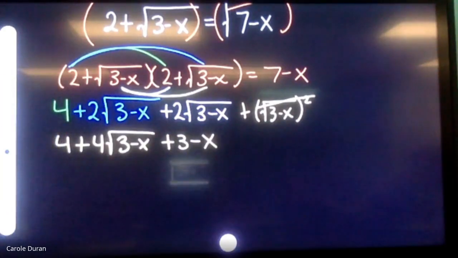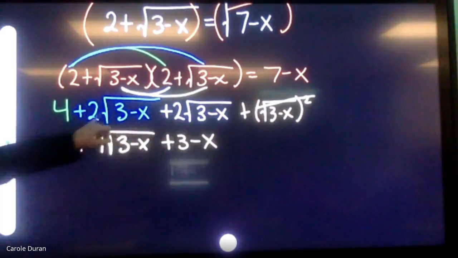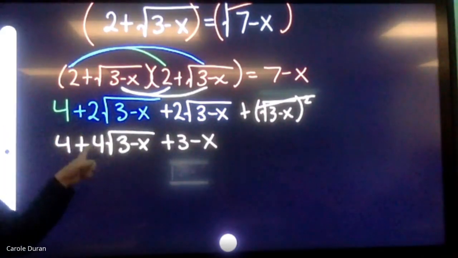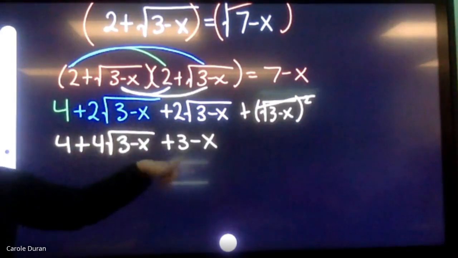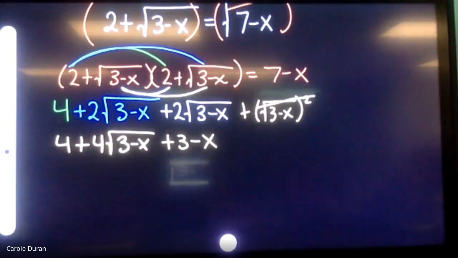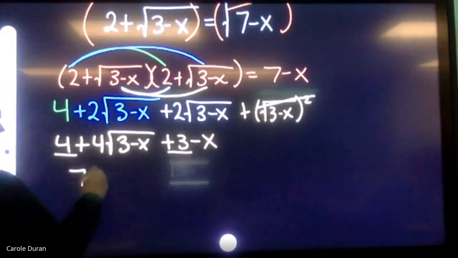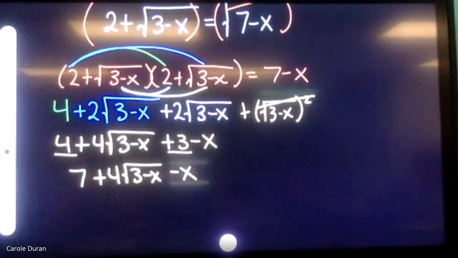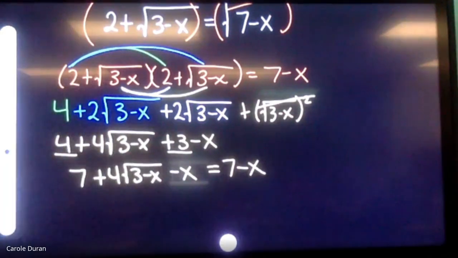So what I did in the next step is I put my 2 identical radicals together and added the numbers in front of them. So 2 root 3 minus x plus 2 root 3 minus x becomes 4 root 3 minus x. And then the square and the radical canceled on the end, so I just have plus 3 minus x. I continue to simplify. I can put the 4 and the 3 together to get 7. And then this is still equal to 7 minus x on the right-hand side. The 4 and the 3 became 7.